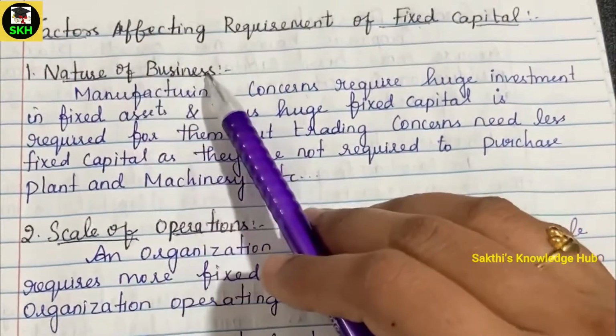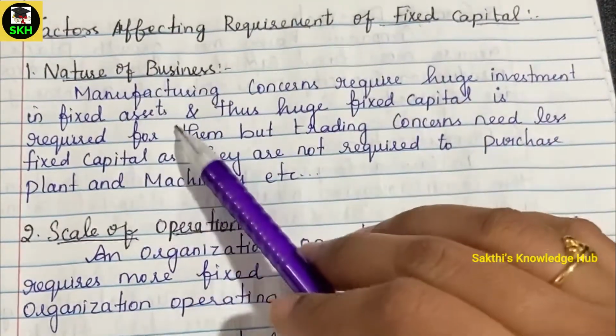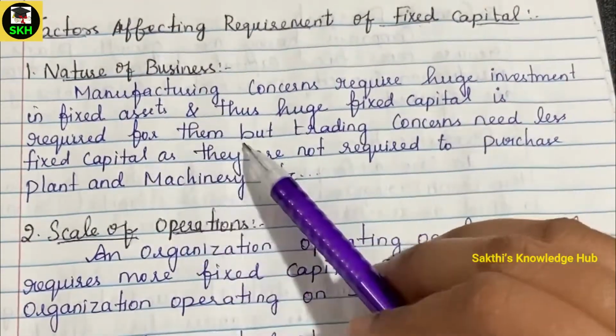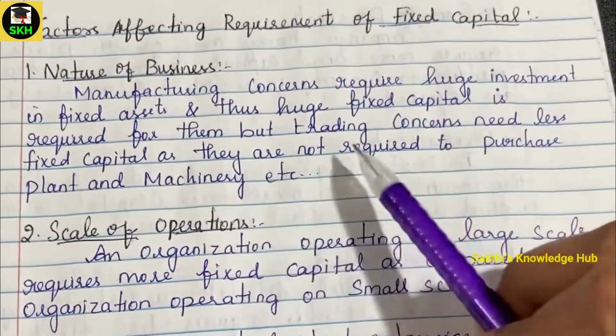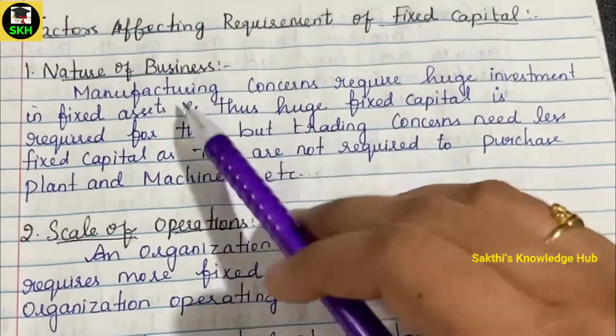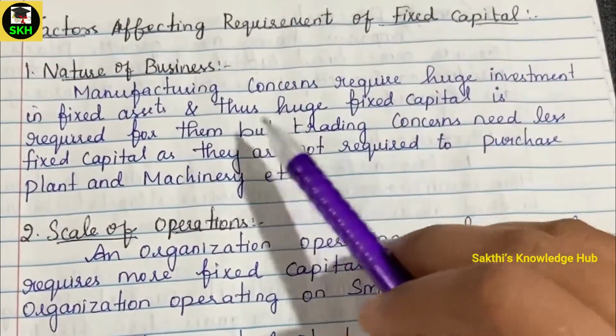So, the nature of business. Manufacturing concerns require huge investment in fixed assets, and thus huge fixed capital is required for them. But trading concerns need less fixed capital as they are not required to purchase plant and machinery, etc. So it depends on the nature of business; the fixed capital requirement will vary.